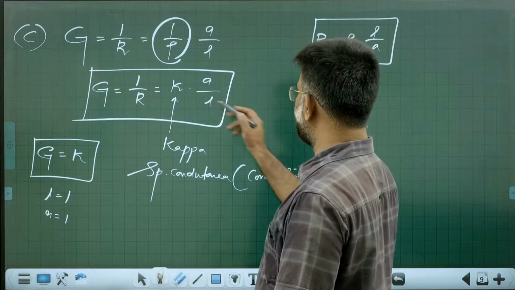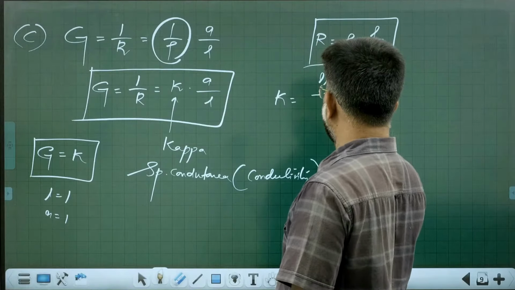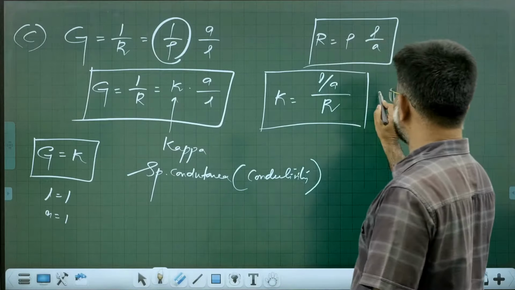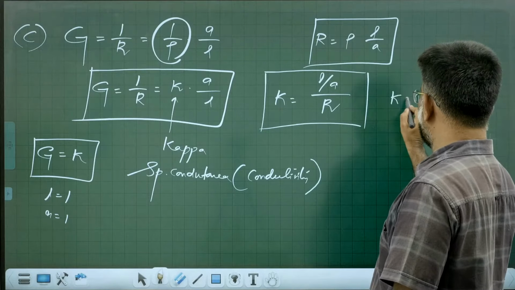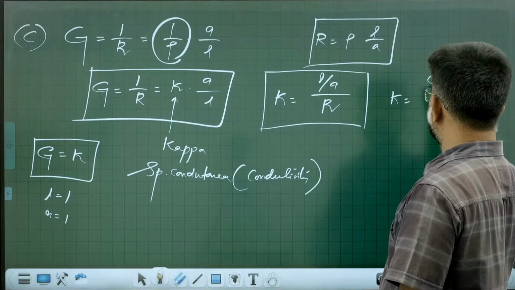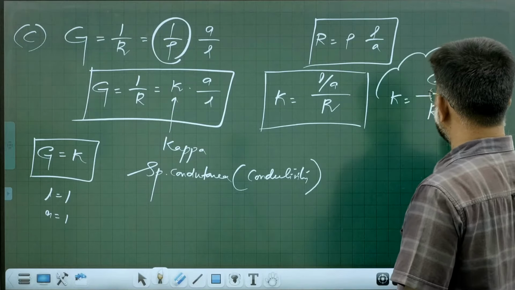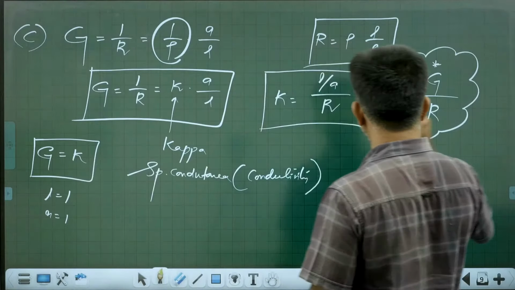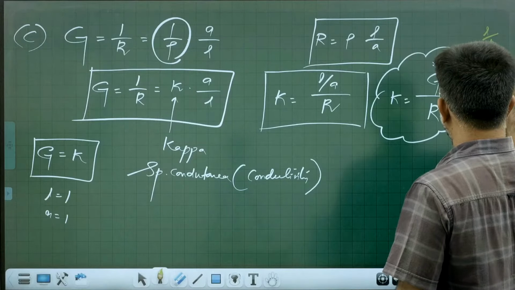Now here you can have a relation: kappa is equal to L by A divided by R, and this L by A is represented as G star. So you can write kappa is equal to G star divided by R. What is this G star? G star is nothing but L by A, and it is called the cell constant.